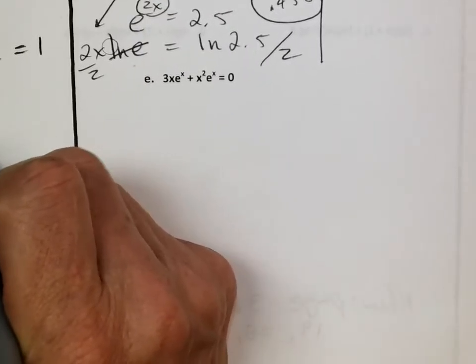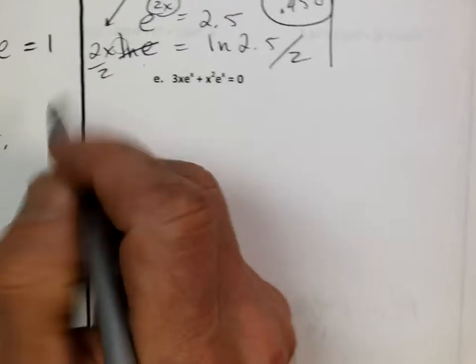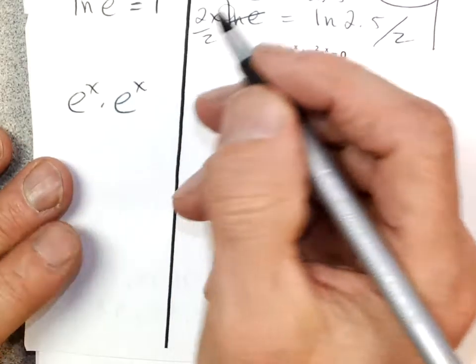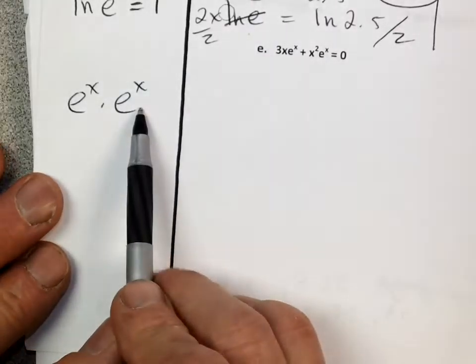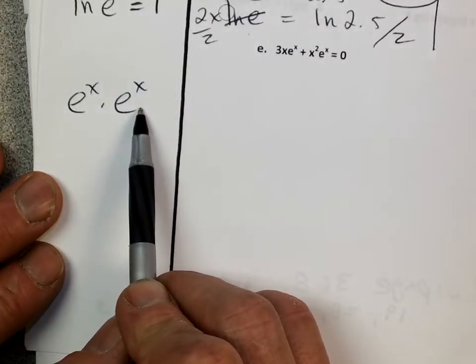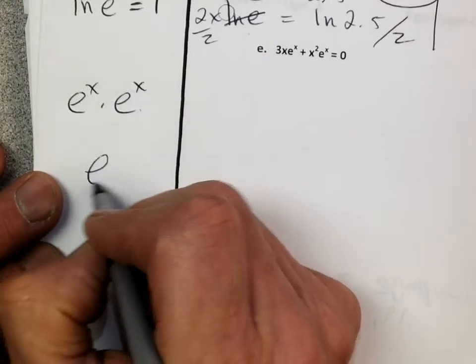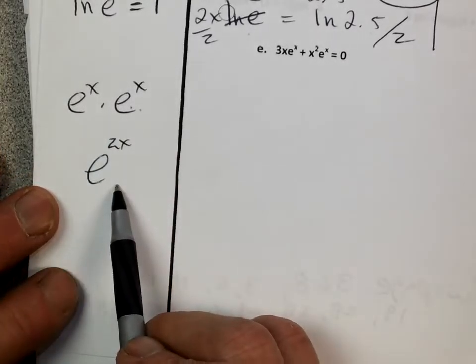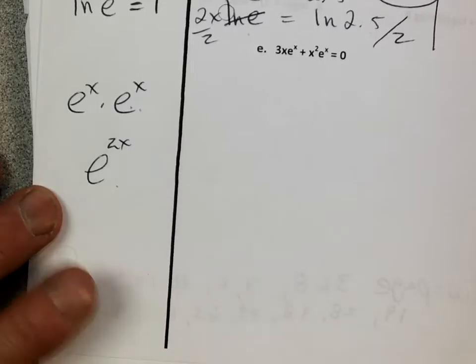E to the x times e to the x, okay? When you multiply like bases, you add exponents, don't you? So it's the same thing as e to the 2x. E to the x times e to the x is e to the 2x, because when you multiply like bases, you add the exponents, right?